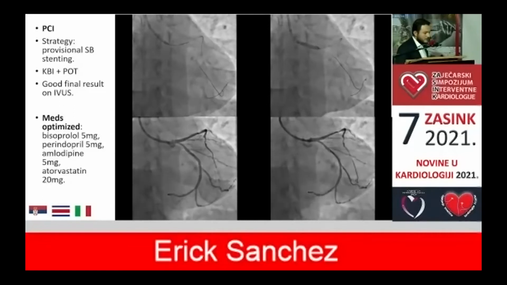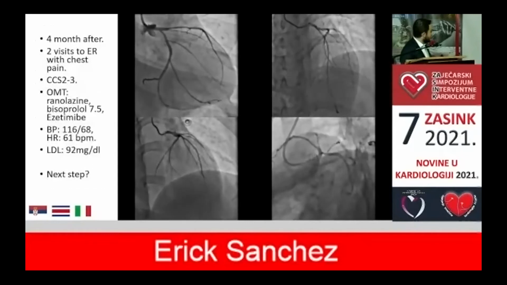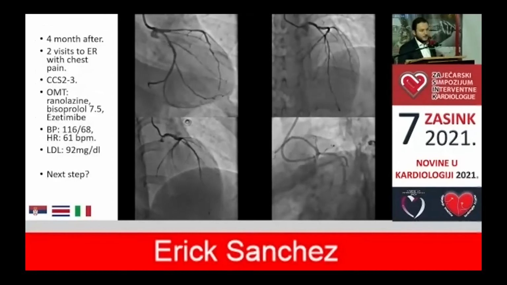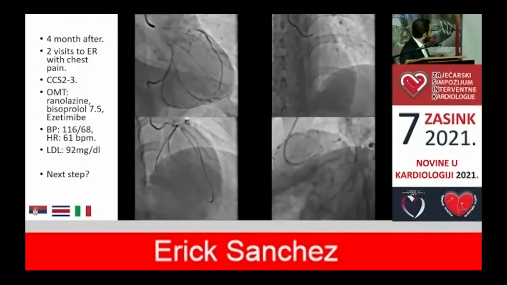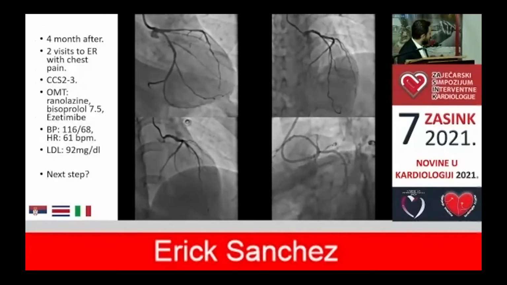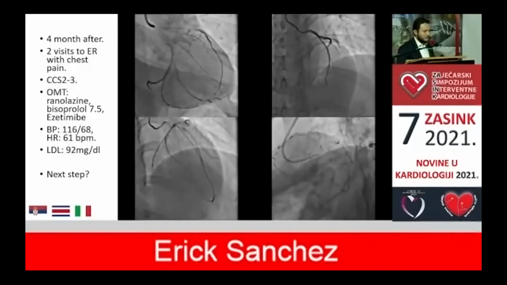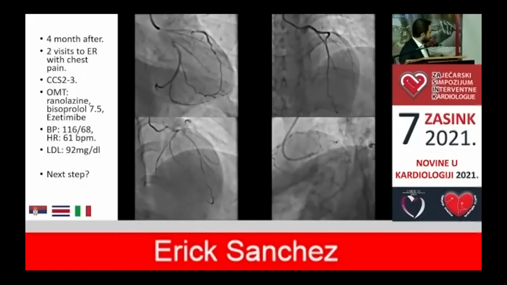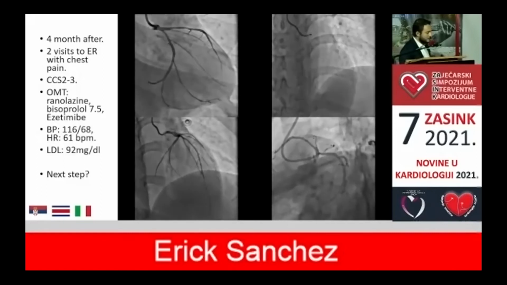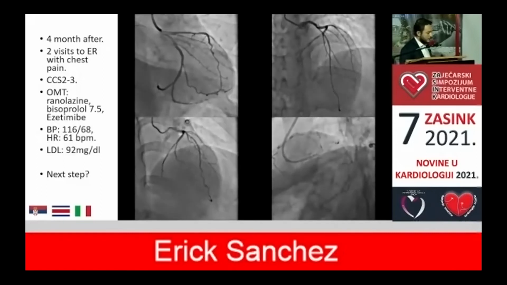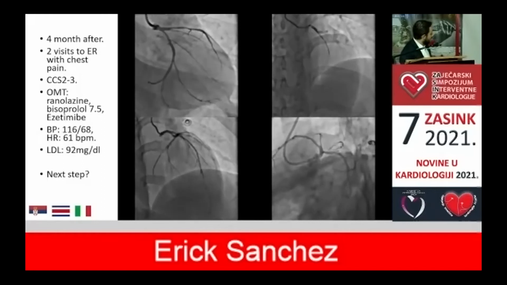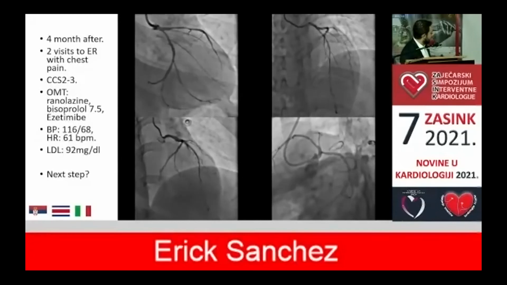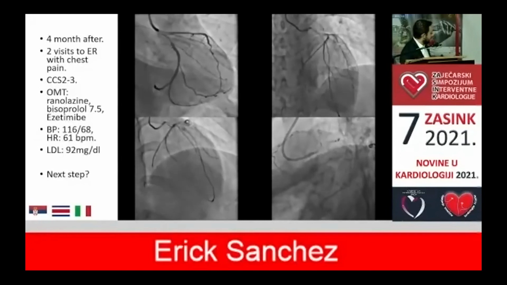The problem is that the patient came back 4 months later, and he had a history of visiting the emergency room a couple of times. And as you can see, during the visit, the general cardiologist added some medications because the patient still had pain. And you can see we repeated an angiogram, 4 months after the PCI, and the stent is okay. The result is the same.